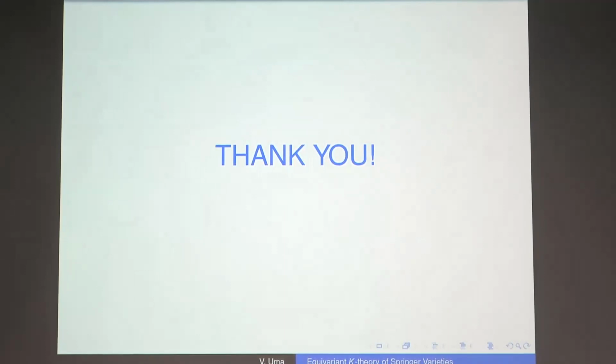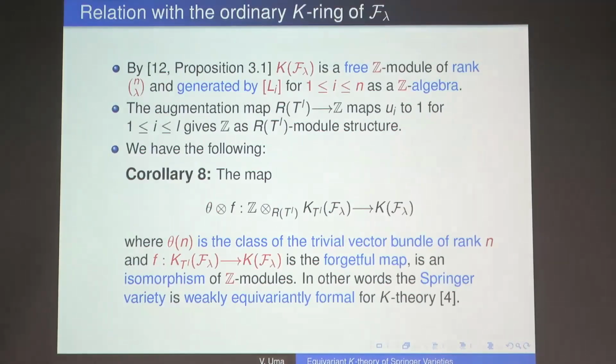Maybe I missed something. What do you mean by weakly equivariant? The definition of weakly equivariantly formal is that this map is an isomorphism. This map, where the first map is the forgetful map, and the second map is the rank, sending each to the trivial vector bundle of that rank. Then we can always define this map from this tensor product to this. This is how they have defined weakly equivariantly formal.